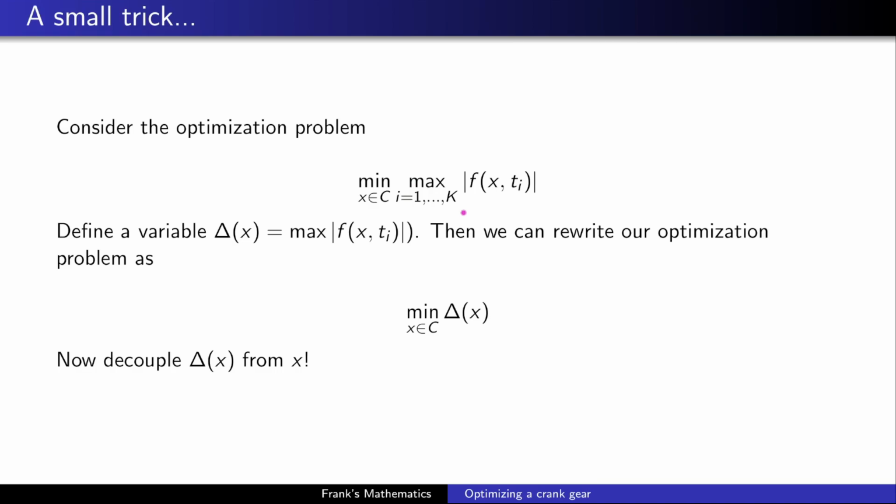We now start with a reformulation. We introduce a variable delta, which has a dependency on x, and it's just the maximum over our sample points. And with this reformulation, we can just rewrite the optimization problem as minimizing over delta of x. This is not clear yet. And the trick is now that we can decouple delta of x from x by introducing this delta not as a function, but as an additional auxiliary variable. What do I mean by this?